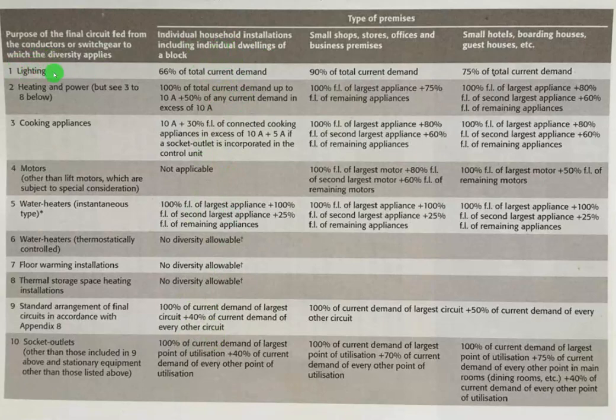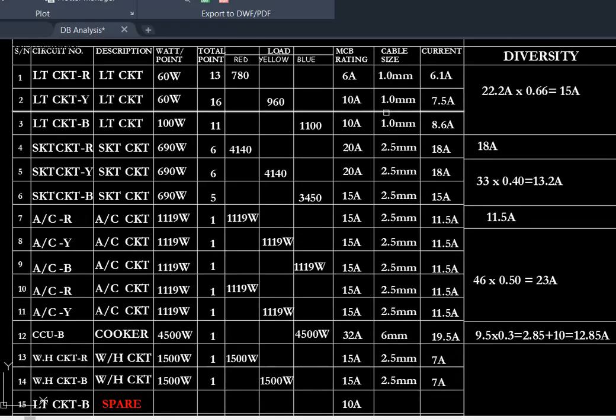Now trace this row. This is lighting. Under the individual household category, you're going to be using 66%. 66% of the total current demand. I hope it's clear. The total current demand for the lighting circuit is what we are referring to as our lighting demand. So we're going to apply 66%.